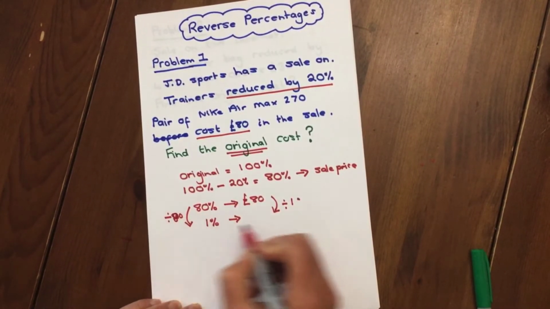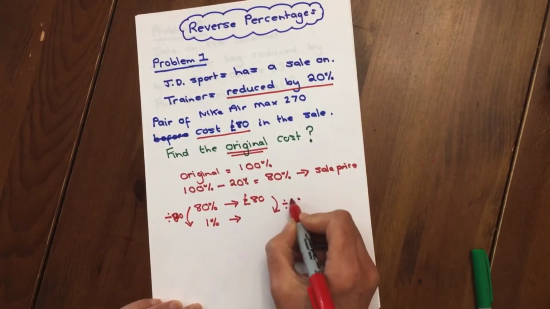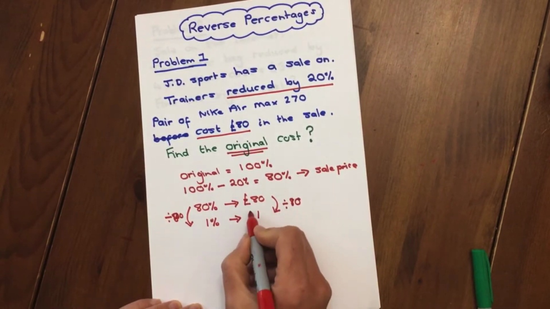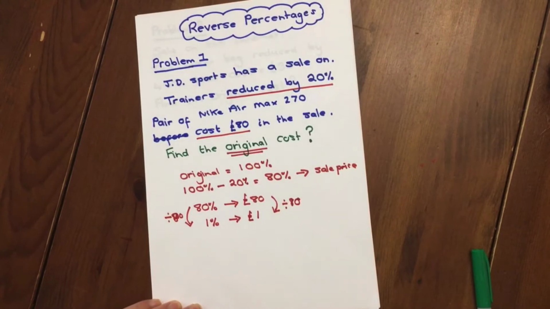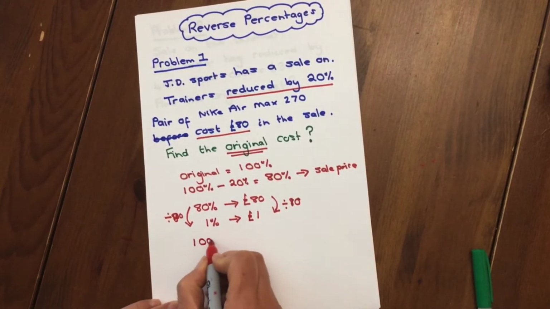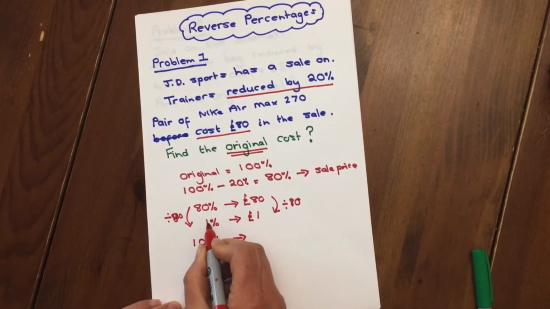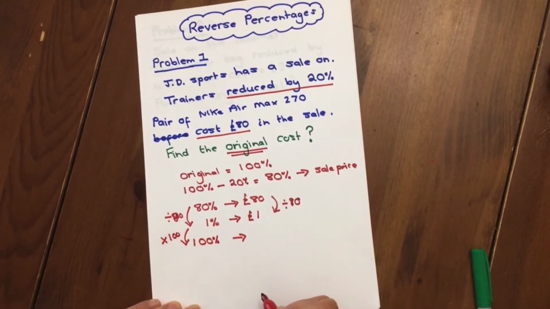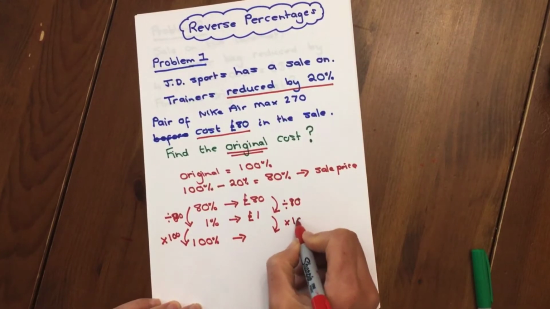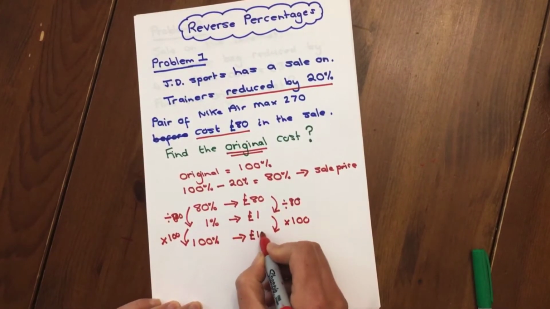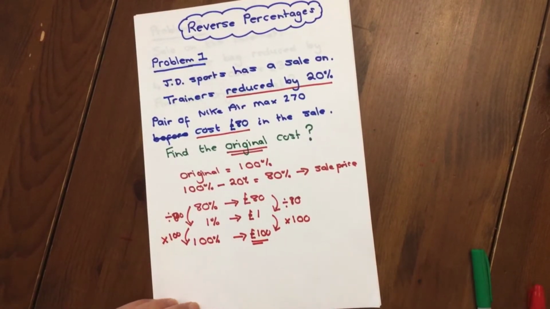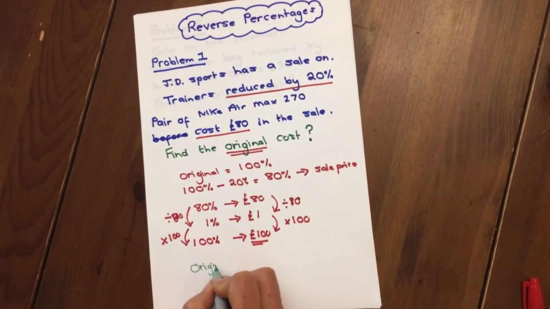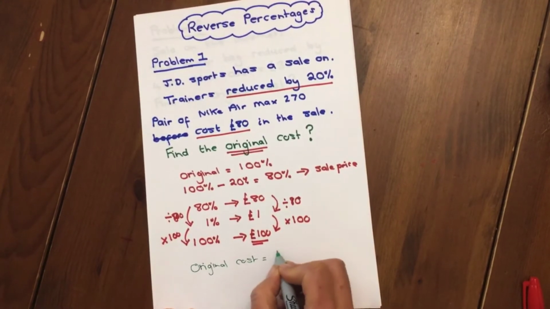Not by 100, by 80. 80 divided by 80 is 1. So I divide this side by 80. 80 divided by 80 is 1. So 1% is £1. Now I don't want 1%, I want 100%. So what do I do to 1 to get to 100? Yep, well done. I times by 100. So I do the same to this side. I times by 100. £1 times 100 is £100. So the question asks, what was the original cost? So the original cost will be £100.